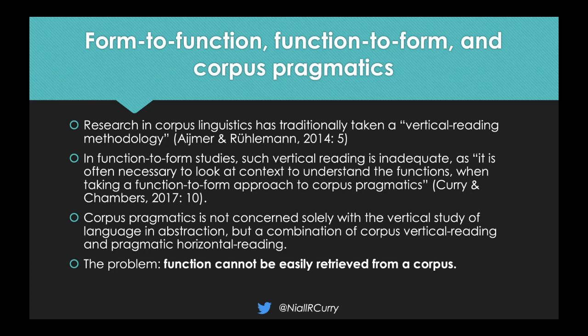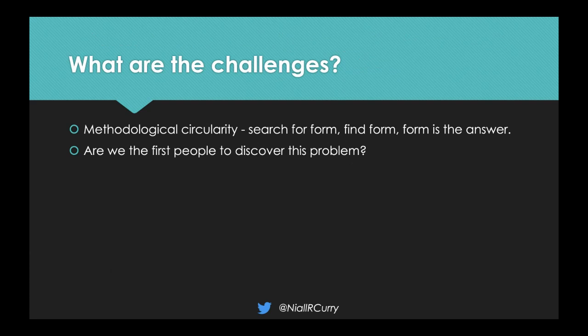But the problem fundamentally is that it's very difficult to retrieve that information from a corpus because we're typically quite form driven. What we often have is a case of methodological circularity, where we search for form, find form, and then form is the answer to our question. But with that, we're not necessarily opening ourselves up to thinking about other ways of approaching this issue of finding meaning in a corpus.